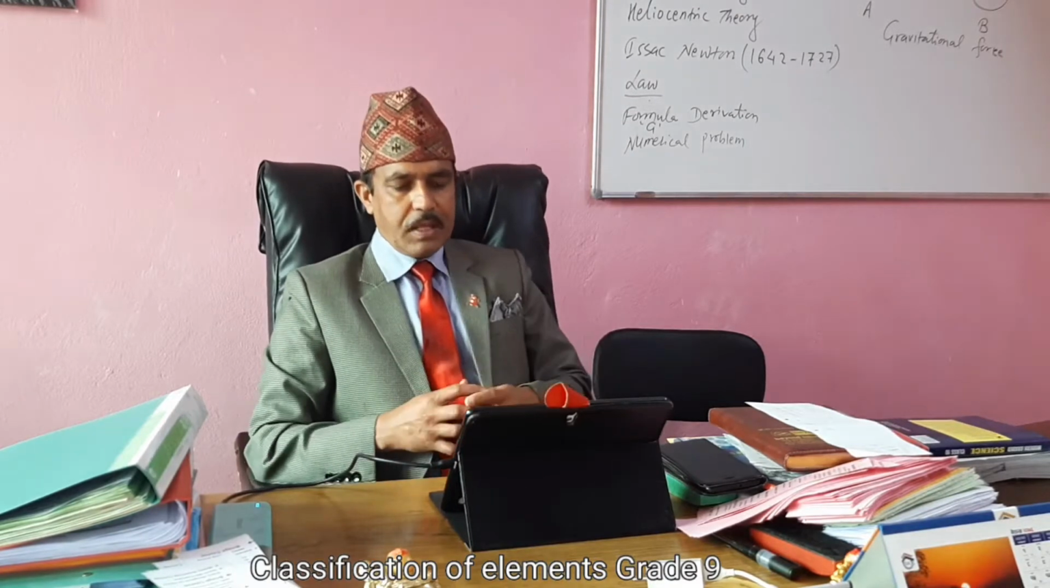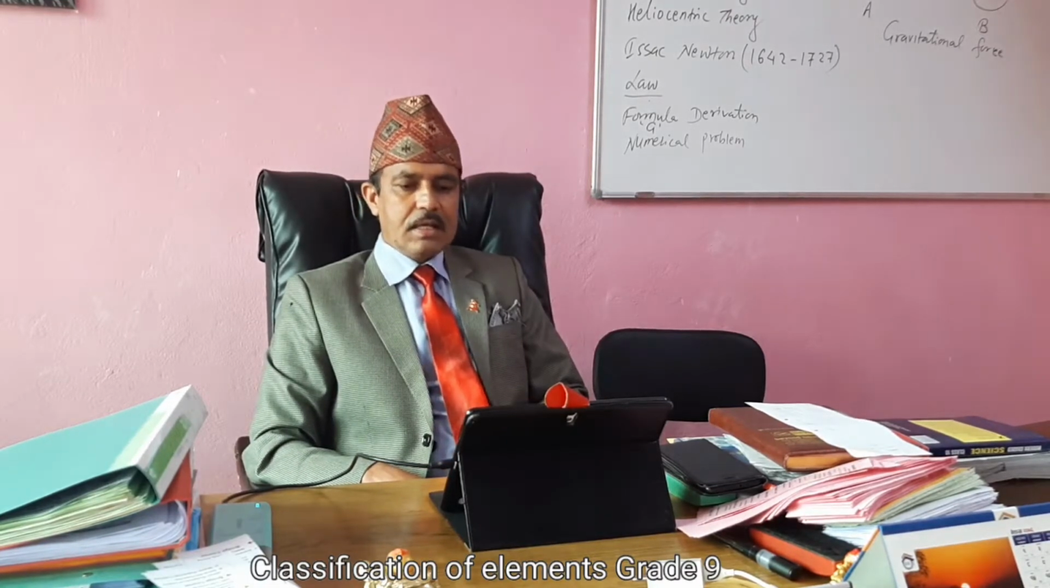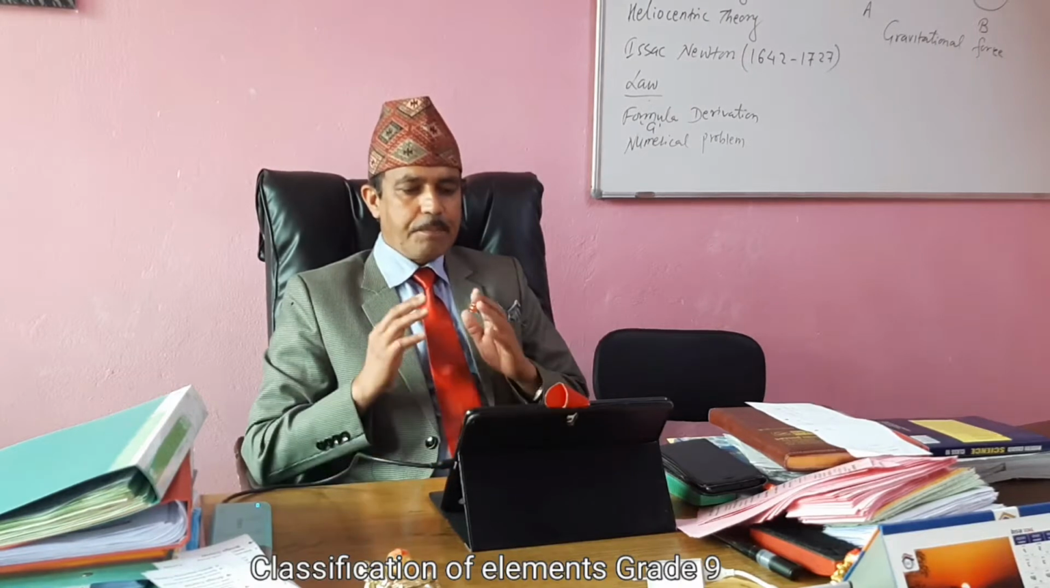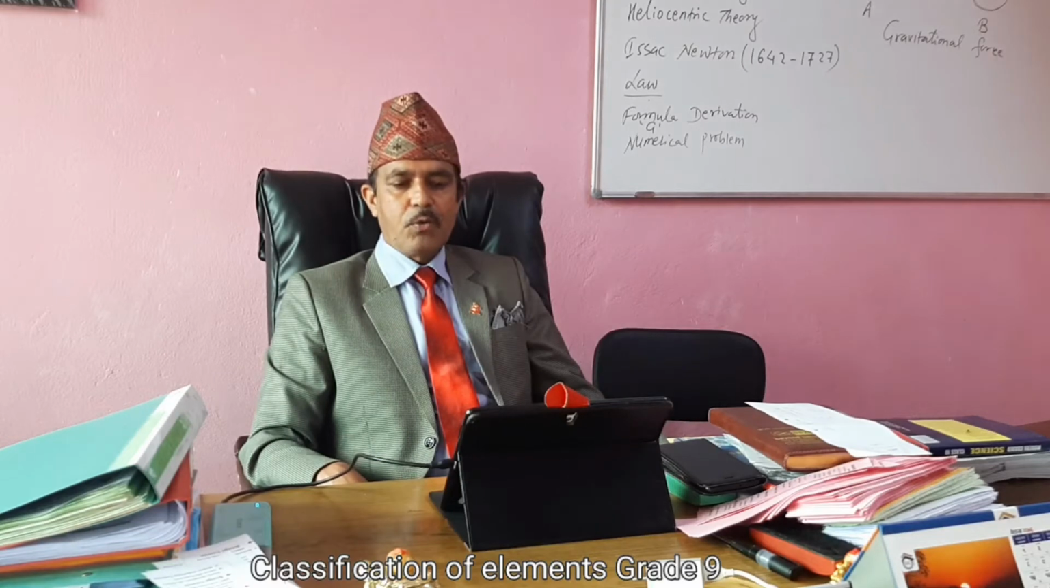So atom is a very small body. It is not visible through our naked eyes. It can be seen through very, very powerful microscopes. It is spherical in shape. Atom is spherical in shape, and its diameter is near about 10 to the power minus 10 meter.